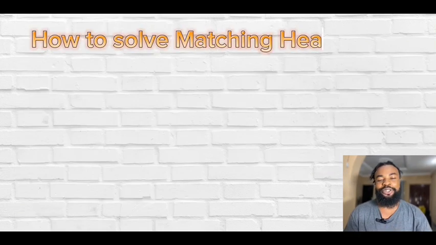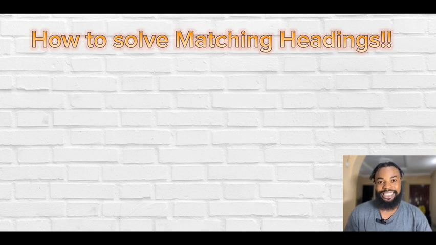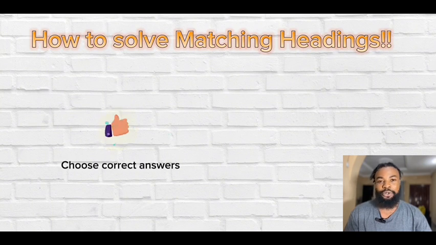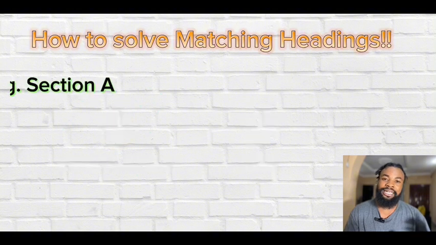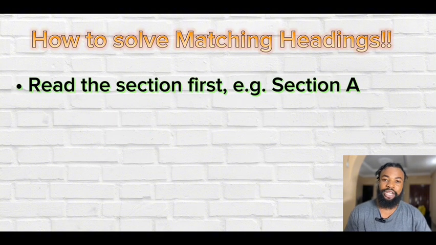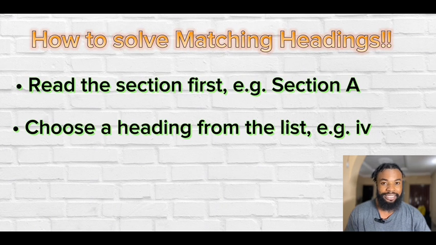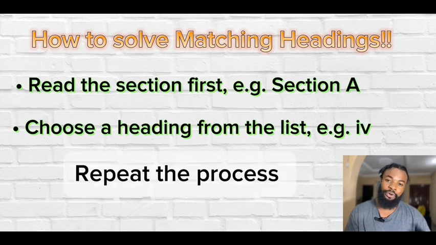Now, the approach to solving matching headings questions in IELTS reading is an important question that must be answered. Using the right approach ensures that you choose correct answers, and then you also solve the questions in time. And the approach is very simple. What you do is you read a section first, and then you check through the list of headings and choose the appropriate heading. Then you read the next section, and then you check through the headings again and choose the appropriate heading. And this is what you do continuously. You read the section, you choose a heading. You read the next section, you choose a heading. That's how you solve matching headings questions.